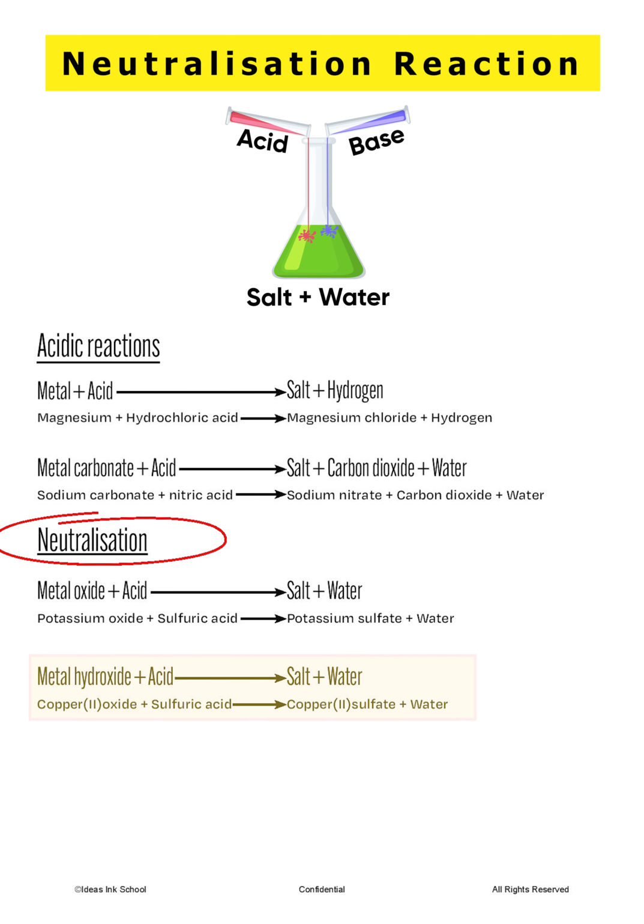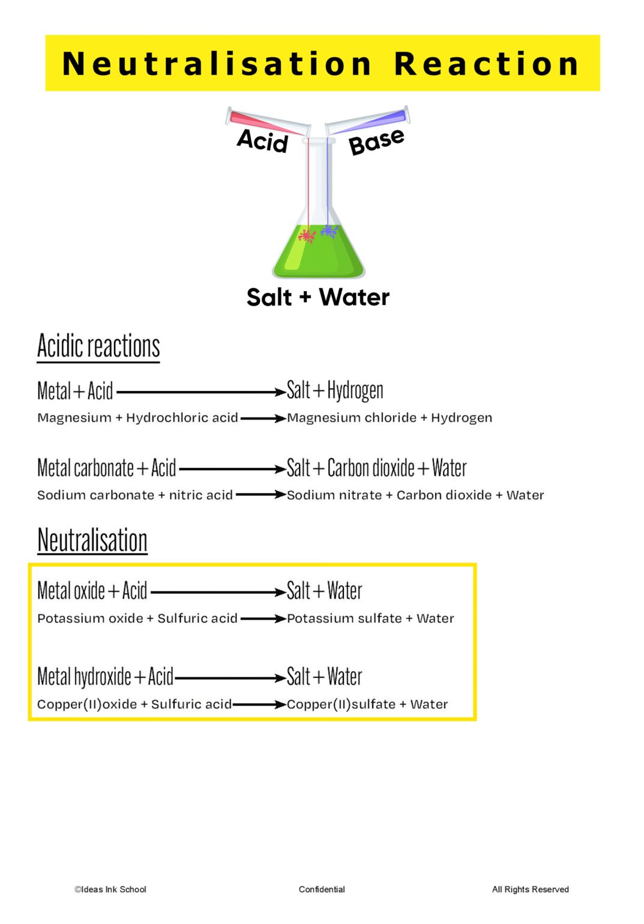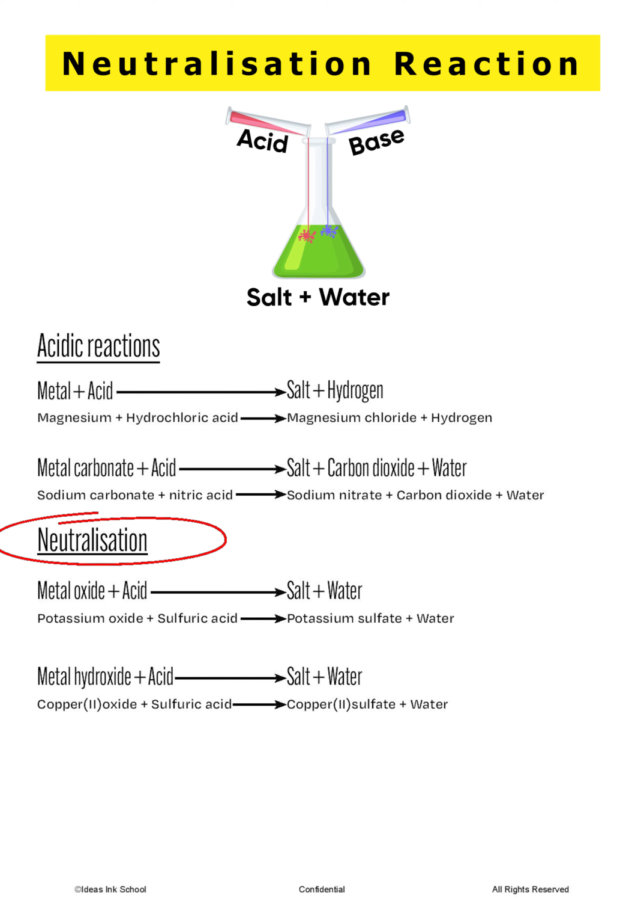When a metal hydroxide reacts with an acid, a salt and water are also produced. For instance, when copper 2 oxide reacts with sulfuric acid, copper 2 sulfate and water are produced. Note that the acidic reactions are known as neutralization reactions.